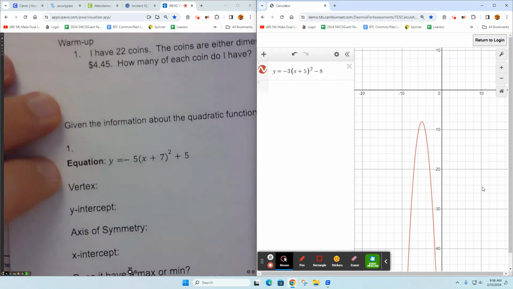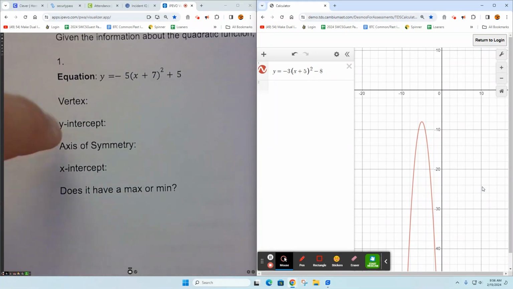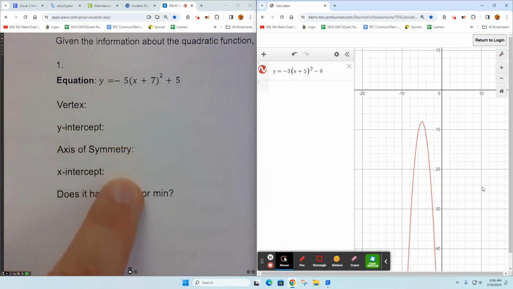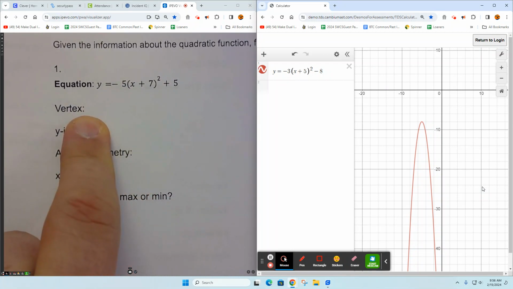I agree that in this one we can. But on the other ones, honestly, when I look at this, I can answer this question without a calculator probably 100 times faster than you could with a calculator. Because the vertex is just sitting right there.